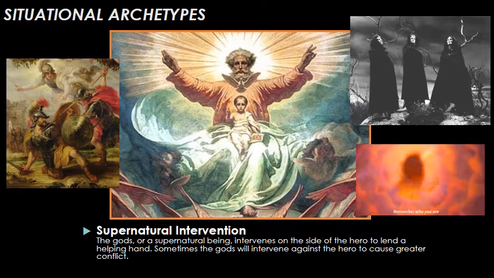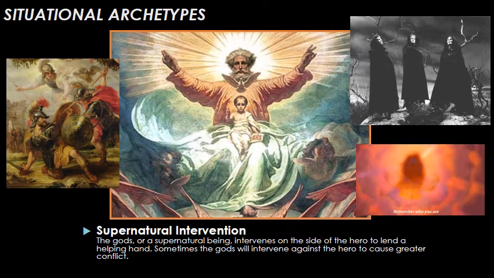The next situational archetype we'll look at is supernatural intervention. This just means that some supernatural or godlike being comes into the character's life and helps them out. Sometimes they help them out, sometimes they actually make things harder for the character. So obviously examples from the Bible, God helping Adam and Eve, God helping a number of his followers throughout the Bible, Macbeth with the three witches, and The Lion King, where Mufasa's father comes and speaks to Mufasa and gives him guidance.